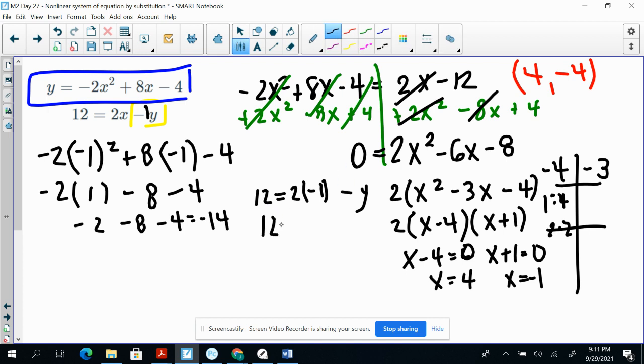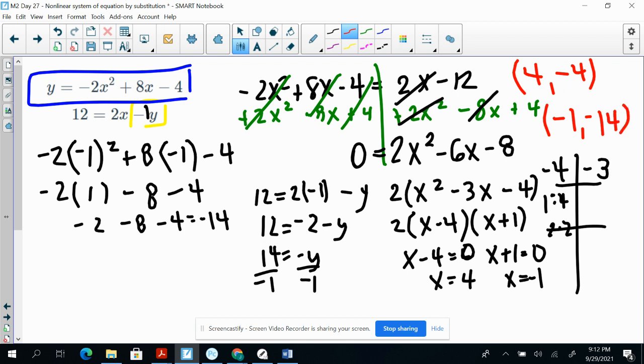So that's 12 equals a negative 2 minus y. Add 2 over, so that's 14 equals a negative y. Be careful. Divide by negative 1. And that is also negative 14. So in that case, when x is negative 1, our y is negative 14. And those should be your two solutions to this system.